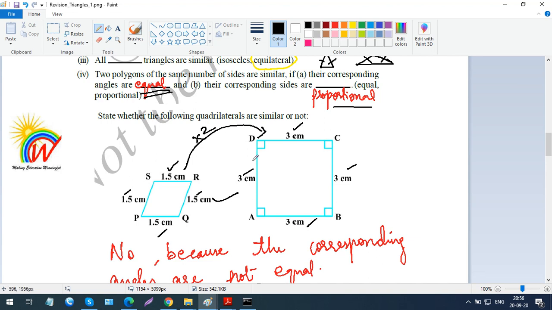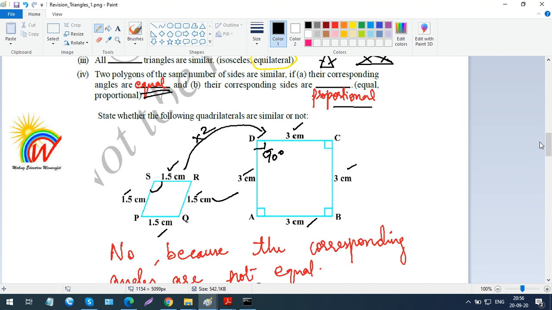So it's proportional, but the angles are not equal. See, look at this angle. This is 90 degrees, it's given to you. When they draw a square box, it's 90 degrees, but this is definitely not 90 degrees. So the angles are not equal. Because of that, it's not similar, okay? If it is similar, it should satisfy both the cases.